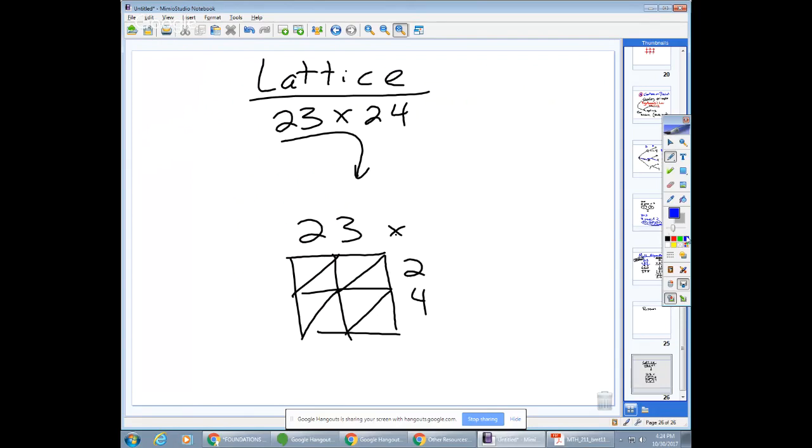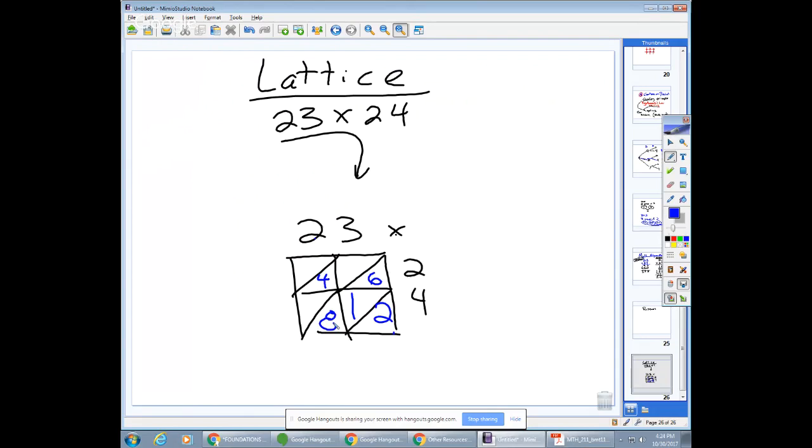I'm going to start down here in the bottom. This box is 3 times 4, which is 12. The lattice is set up for me to write my 12 like that. The upper part of each triangle is the 10s and the lower part is the 1s. So 3 times 2 is 6. The 6 has to go right there. 2 times 2 is 4. The 4 has to go there because it's 1s. And then 4 times 2 is 8. The 8 has to go there.